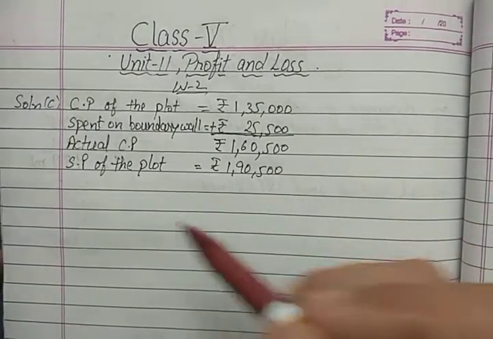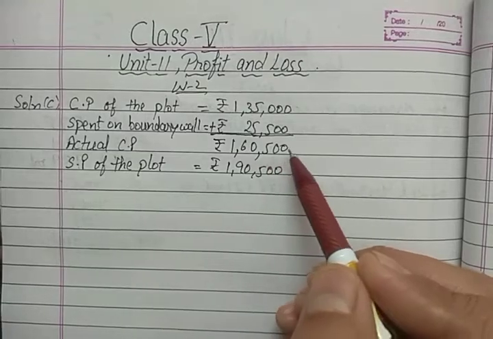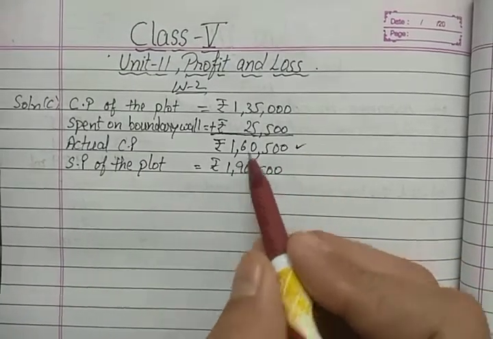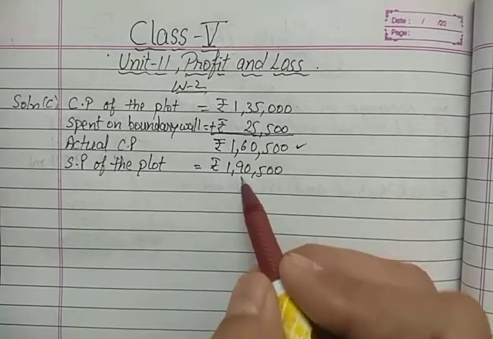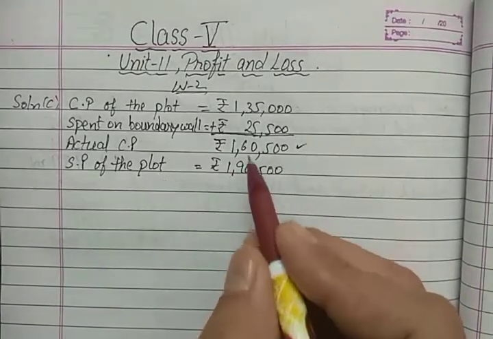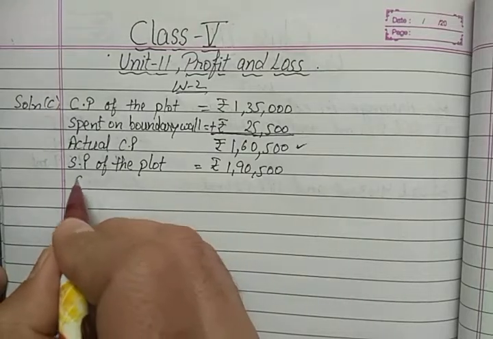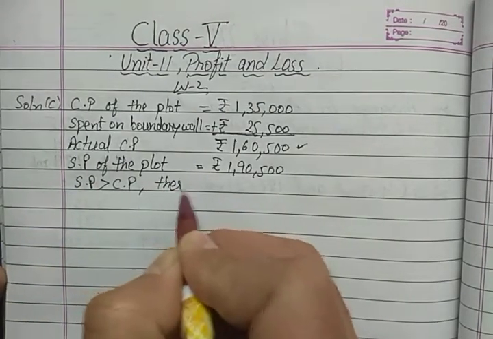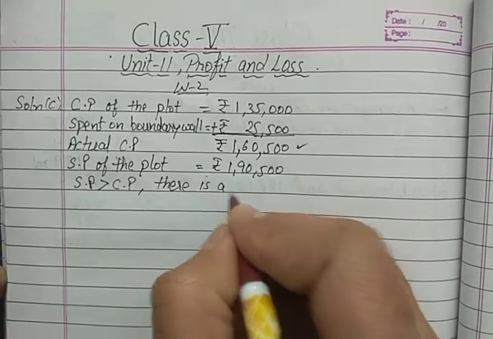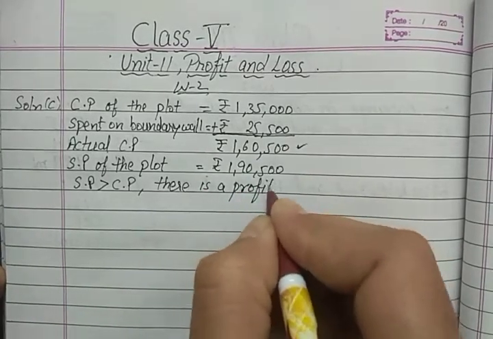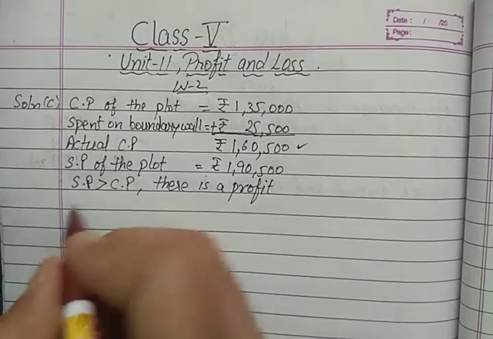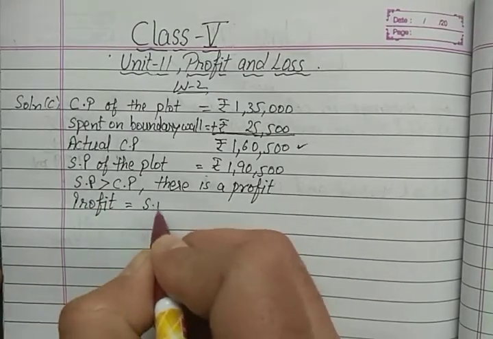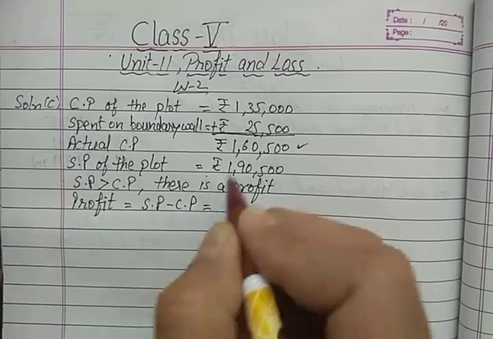Now compare the cost price and the selling price. So now we will see this actual cost price. Which one is greater, cost price or the selling price? Here the selling price is more than the cost price. So here the selling price is greater than the cost price, so there is a profit. How much profit, that we have to find out. So profit is equal to the difference, selling price minus cost price. So subtract it.